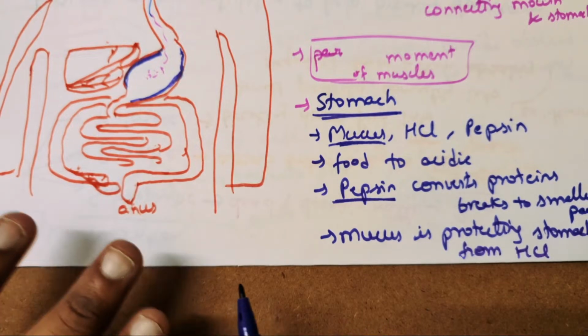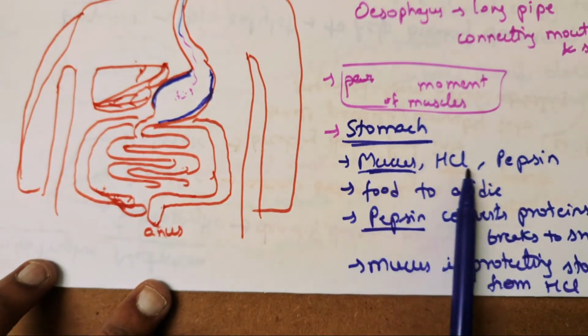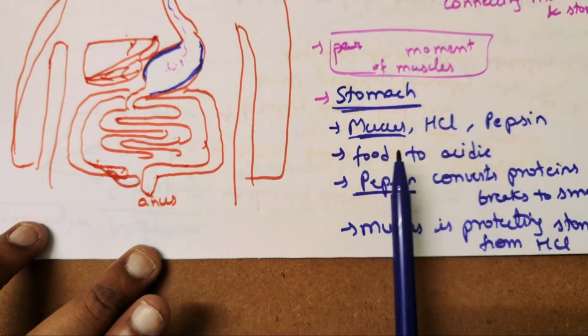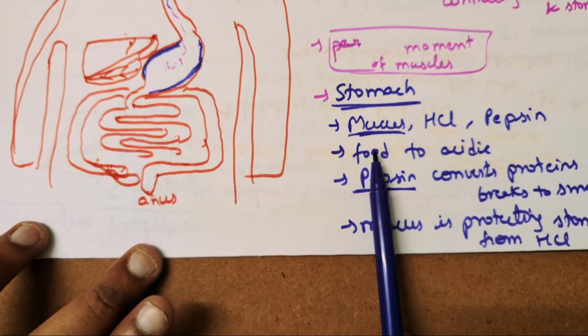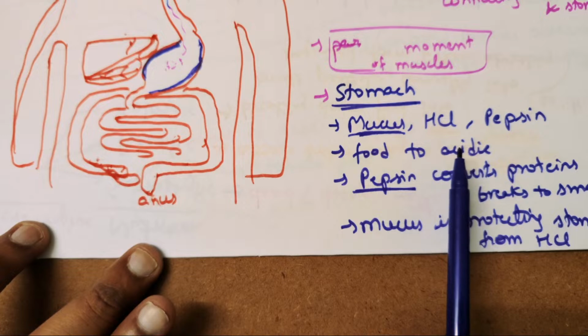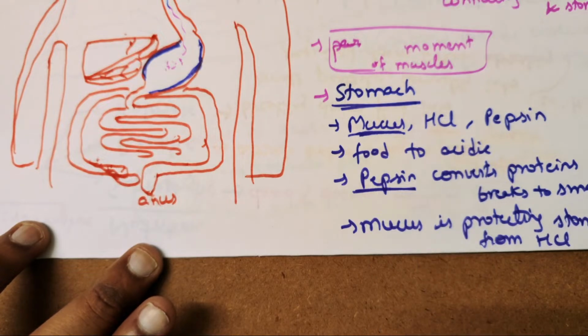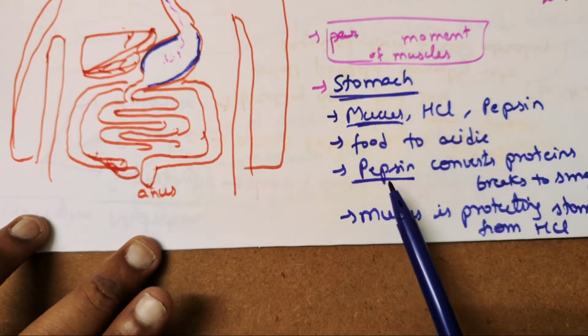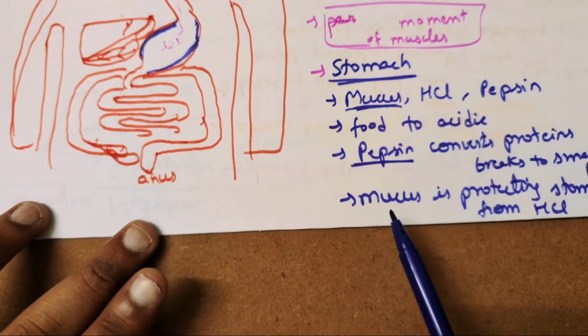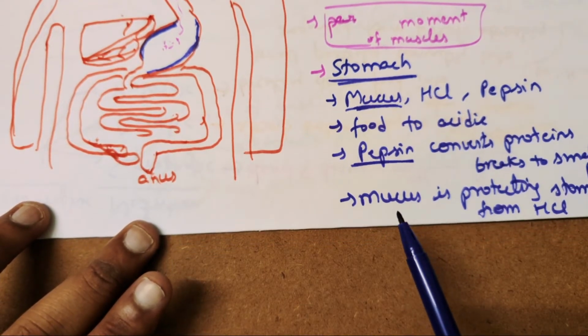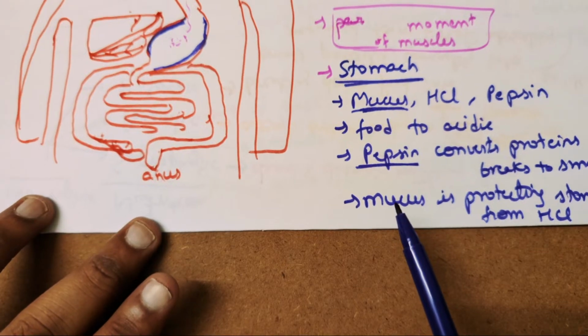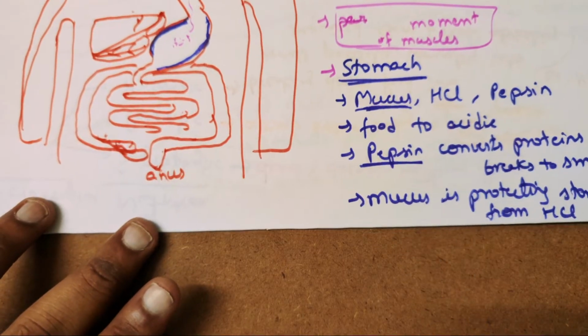So till here you understood what is happening in the stomach. We have mucus, HCl and pepsin inside the stomach. The HCl first converts food to acidic, and then it breaks down whatever larger substances are coming into the stomach. We have pepsin, which helps in digestion of proteins, and we have the mucous membrane. What is the mucous membrane's functionality? It helps to protect the stomach from the excess HCl.